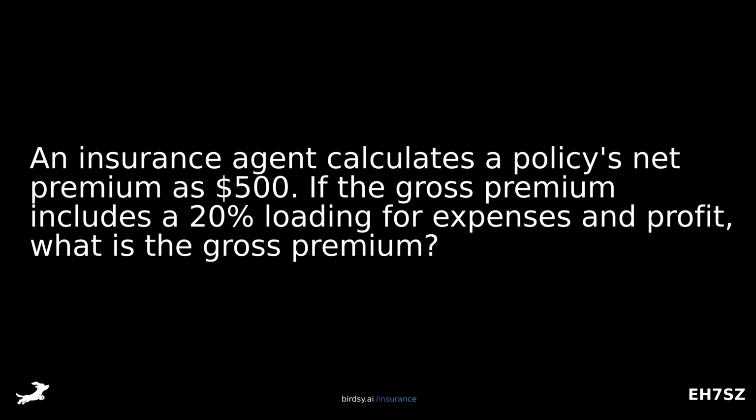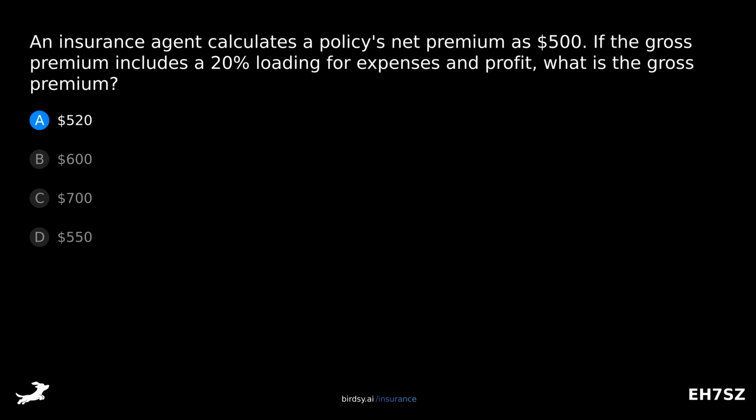An insurance agent calculates a policy's net premium as $500. If the gross premium includes a 20% loading for expenses and profit, what is the gross premium? Is it A, $520, B, $600, C, $700, or D, $550? The answer is B, $600.